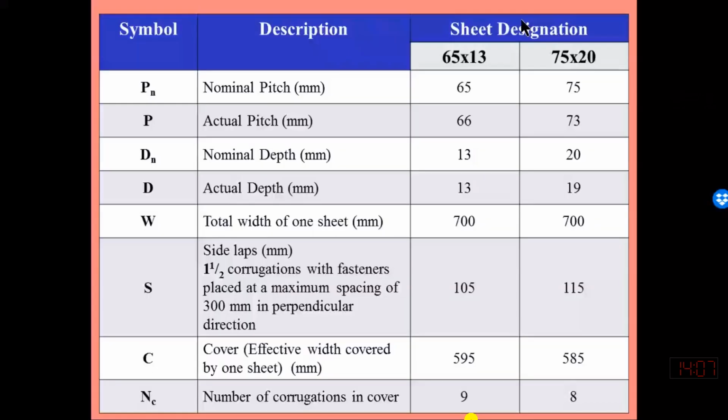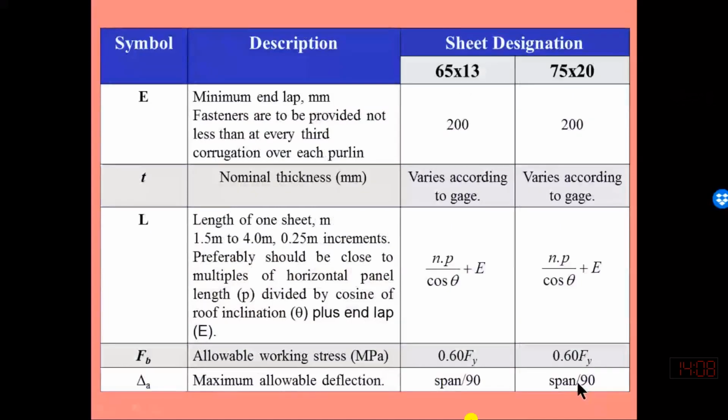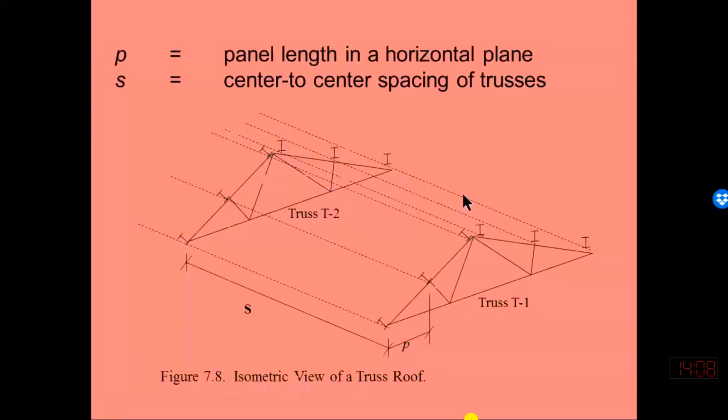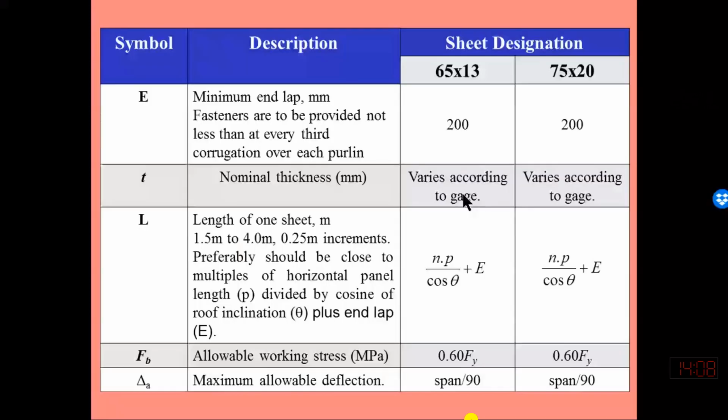T is the nominal thickness. The nominal thickness of the sheet is actually represented in gauge value. If the thickness of the sheet is very small, instead of designating the thickness in millimeter, we represent the thickness in gauge value. For example, we will discuss after the break, but before the break, let me explain the length.